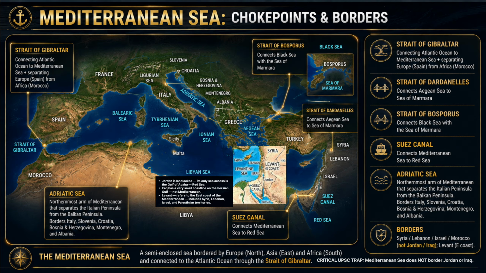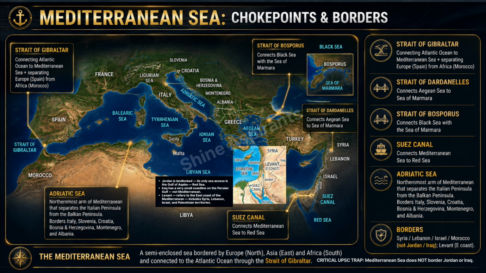Strait of Dardanelles connects Aegean Sea to Sea of Marmara. Located in Turkey, controls access from Mediterranean toward Black Sea. Strait of Bosporus connects Black Sea with Sea of Marmara. Also in Turkey, Istanbul sits on this strait. Suez Canal connects Mediterranean Sea to Red Sea. One of the world's busiest shipping lanes, a shortcut between Europe and Asia.